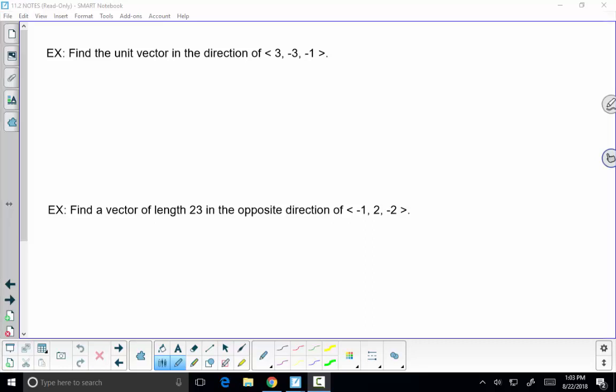So we want to find a unit vector in the direction of that given vector.